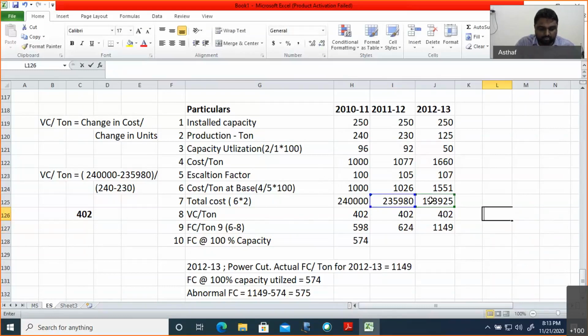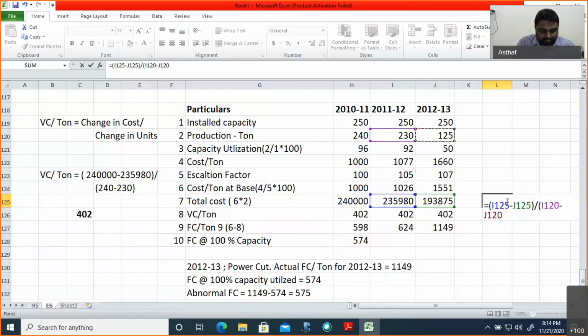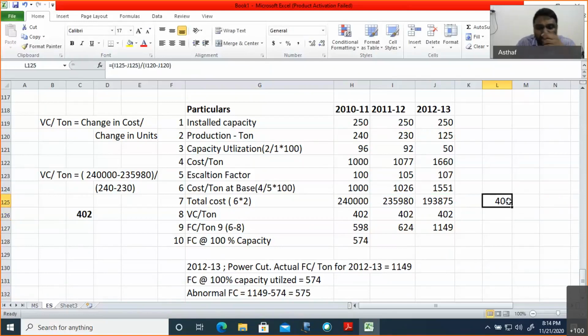I will just 1551 into... so, see, it is close to 401. That is small round off change only. It is 402 only. So it is coming, it's round off correction only.